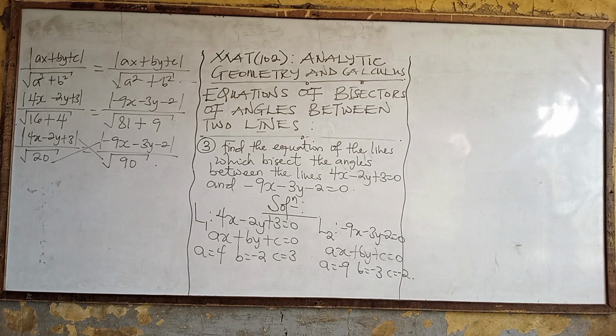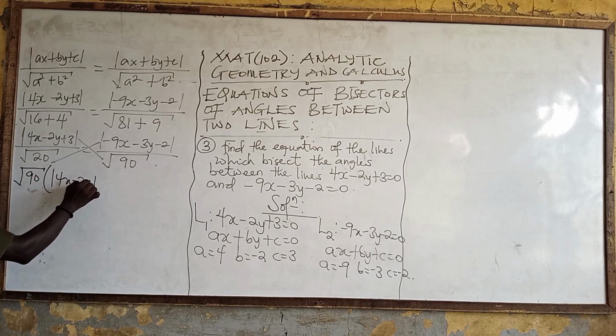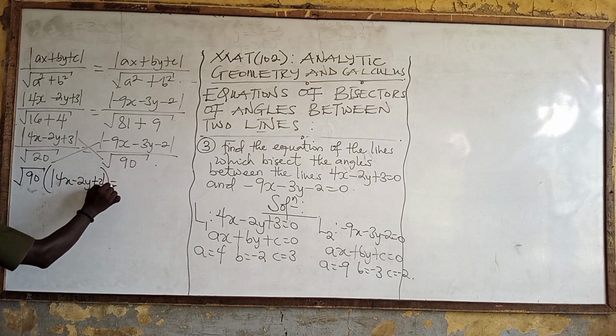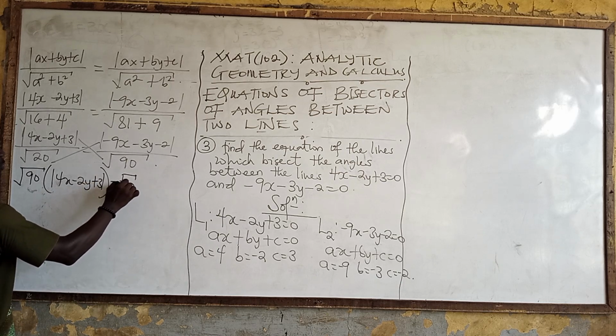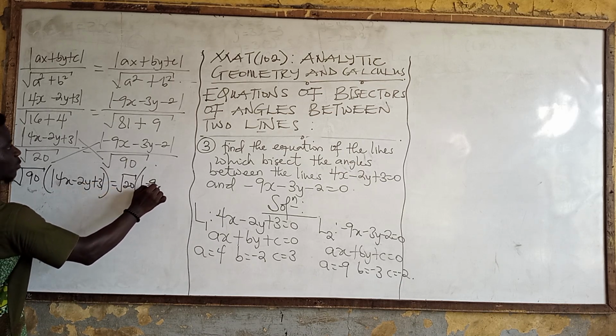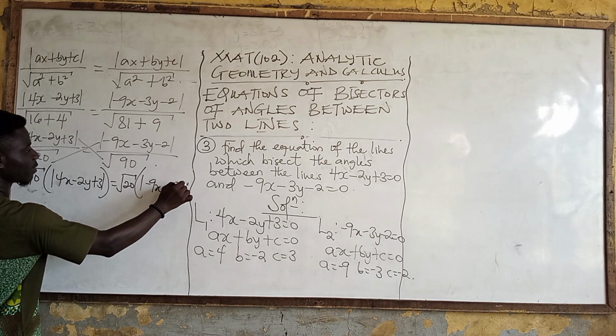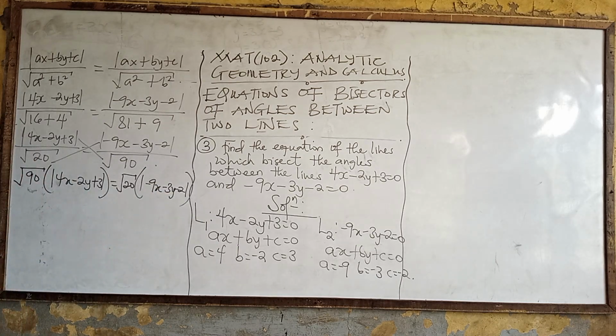So by cross product, square root of 90 multiplies the absolute of 4x minus 2y plus 3, which must be equal to square root of 20 multiplies the absolute of that. So we can divide both sides by square root of 20.